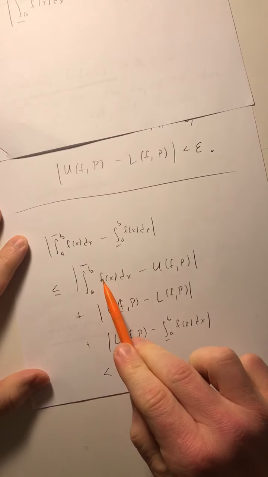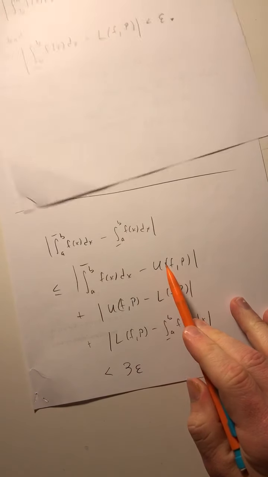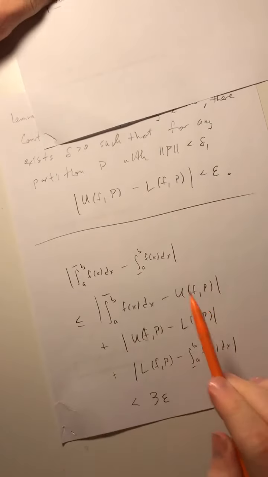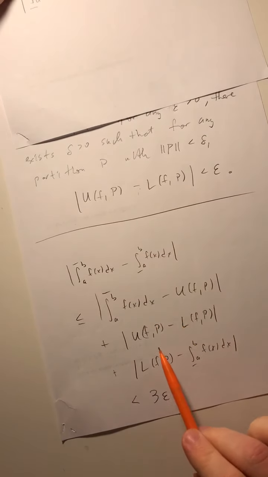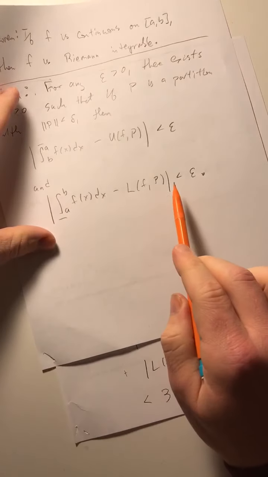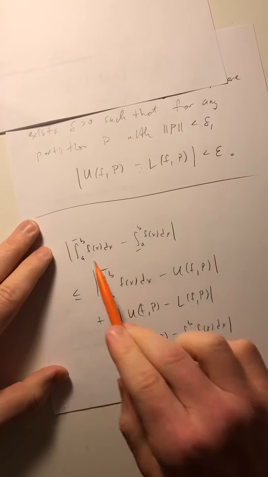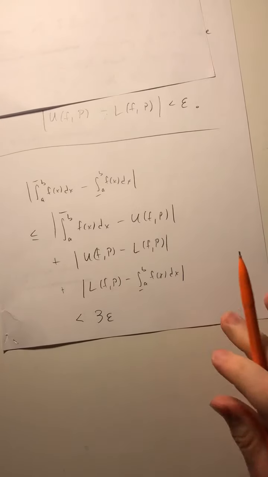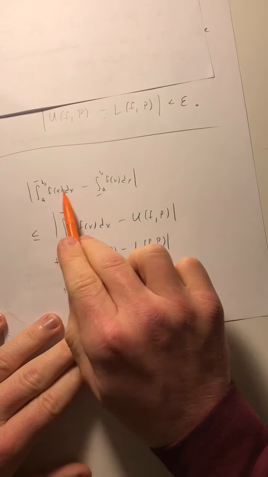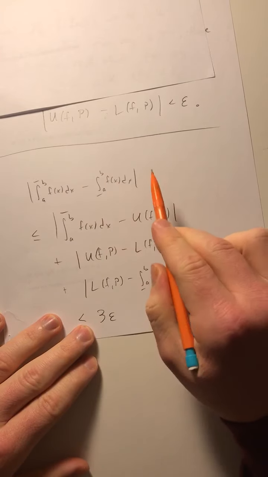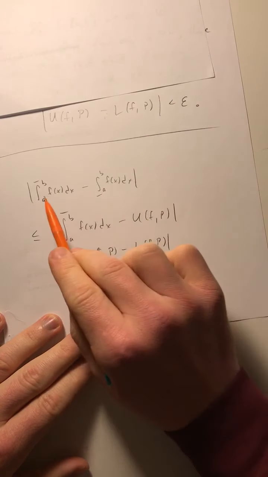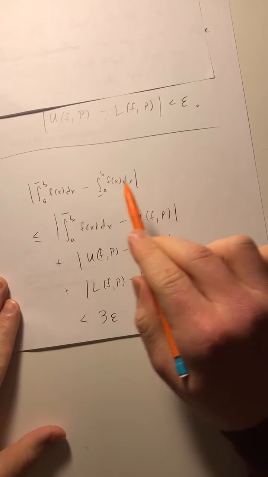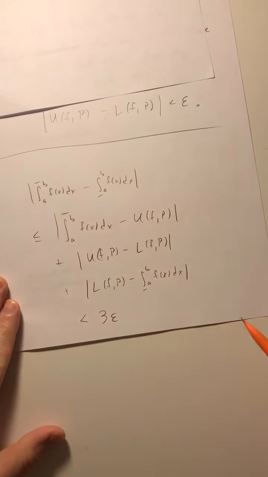Less than epsilon for that one, because of this condition. Less than epsilon for that one, because of this condition. And then less than epsilon for the third one, because of this condition. And so this difference has absolute value less than 3 epsilon. And because I can do that for any epsilon, that means that this absolute value is actually equal to 0. Right? So this absolute value is less than any positive number. So it's equal to 0, and that means the upper and lower integrals are equal.